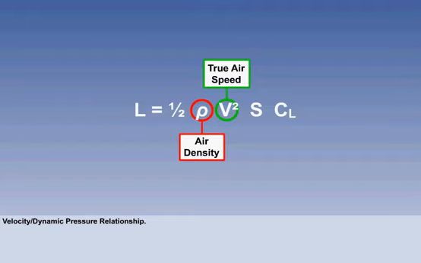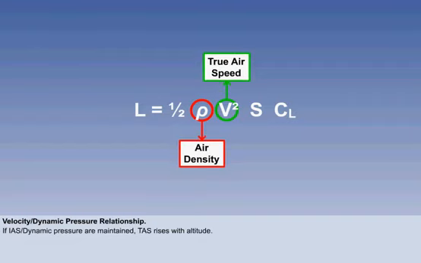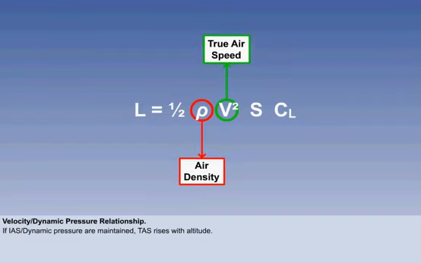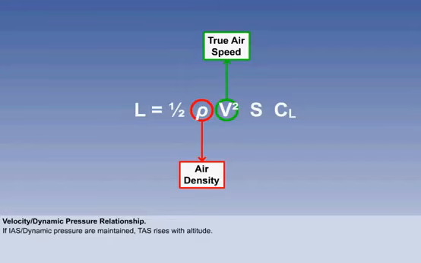TAS must vary in proportion to the air density change. With increasing altitude and decreasing density, the TAS will increase if the indicated airspeed, IAS, and thus dynamic pressure are maintained.